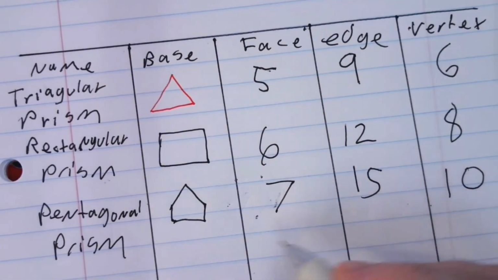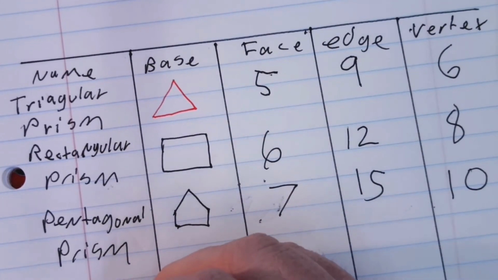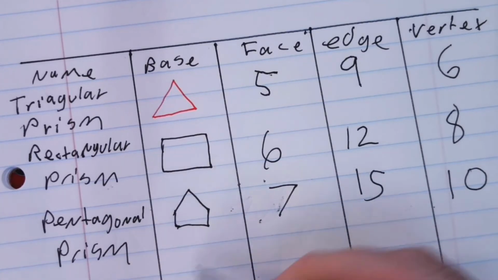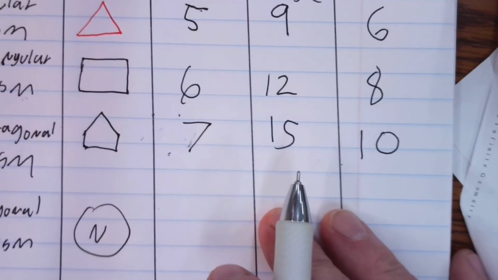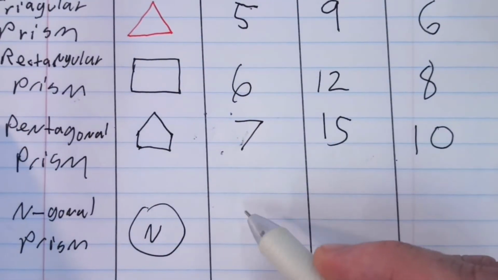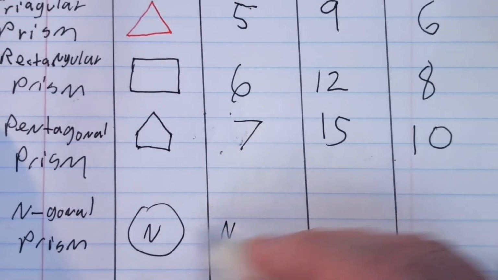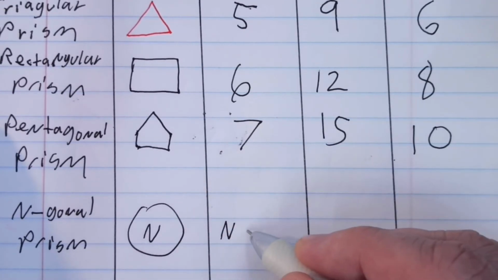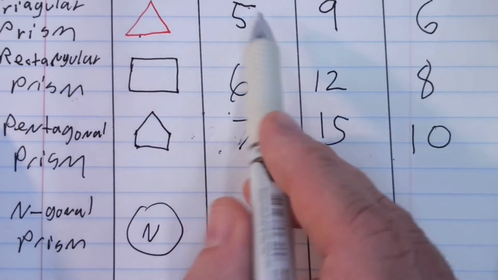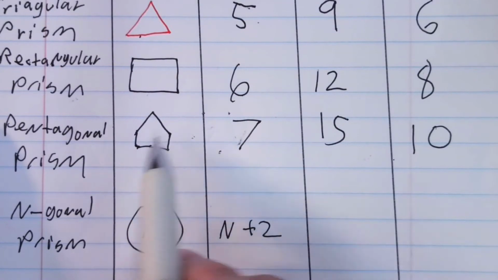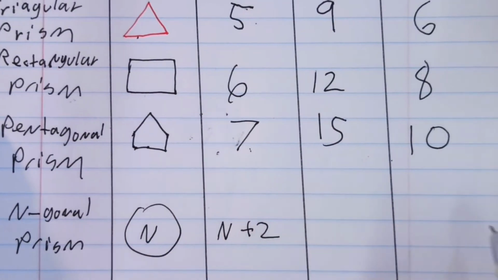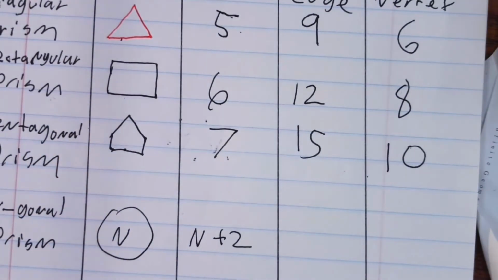I'm going to do the easy pattern. So this is going to be for an n-gonal prism. I think the base is going to be an n-gon. I think that the faces are going to be however many sides on the n-gon plus 2. 3 plus 2 is 5. 4 plus 2 is 6. 5 plus 2 is 7. I want you to come up with edges, and I want you to come up with vertex. See if you can come up with how to get there.